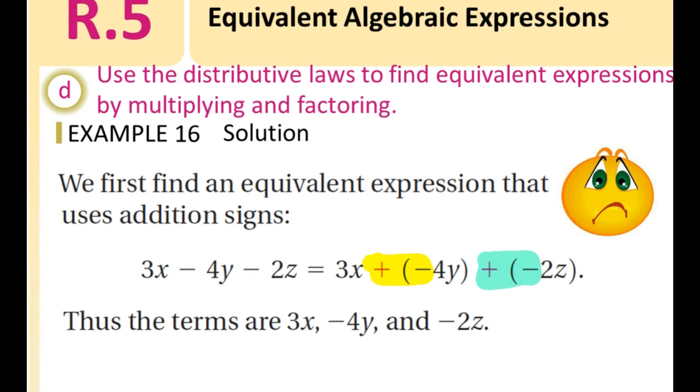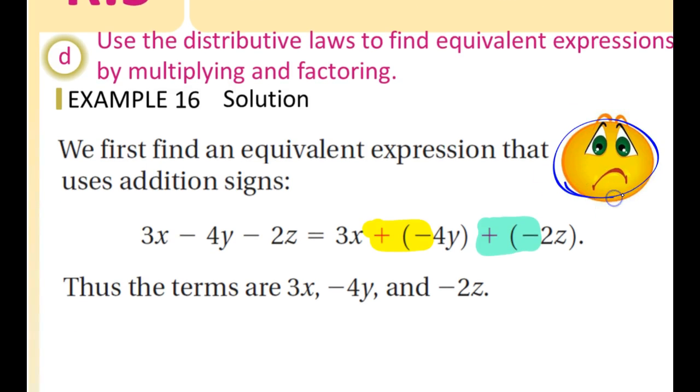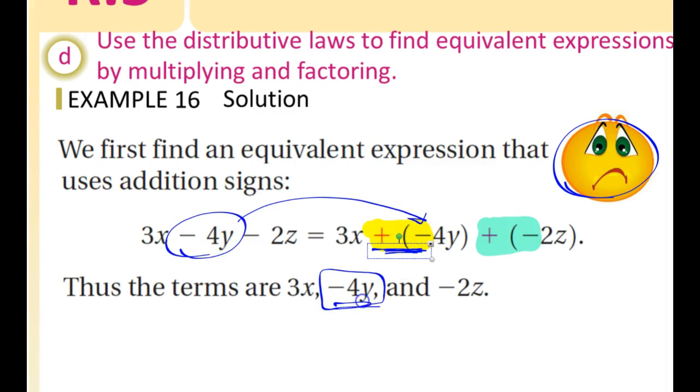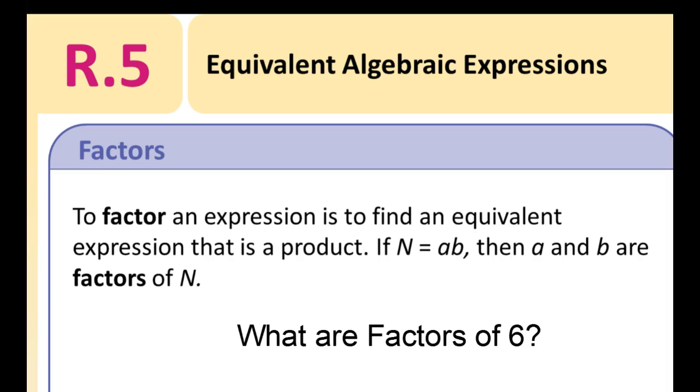I don't like what this author said. That's why I have this sad face. Why? Because they're doing plus these negatives. But maybe that drives the point home that the term is actually the negative 4y and it's not the positive 4y. But I'm not a big fan of double signs. So if I were to ask for factors of 6, I would say 1 and 6 and 2 and 3. Factors are things that we multiply together to get the answer.